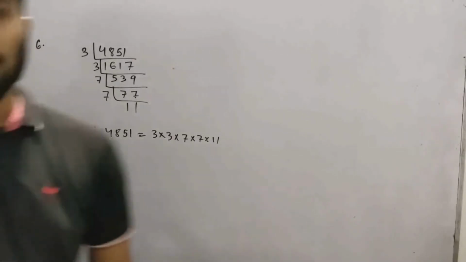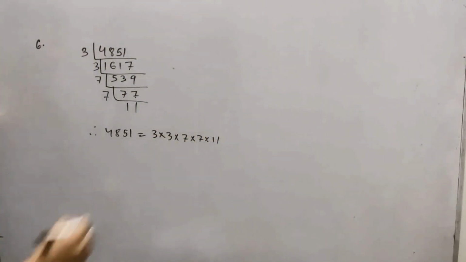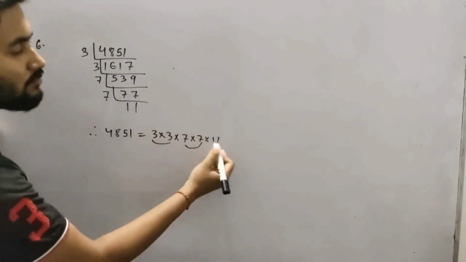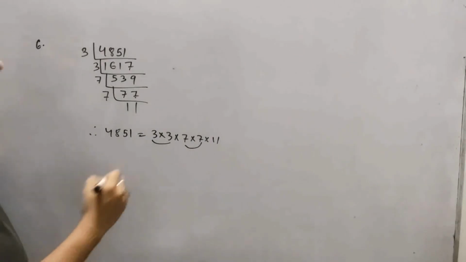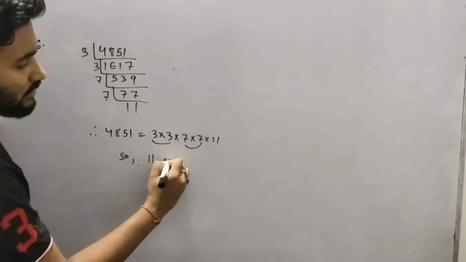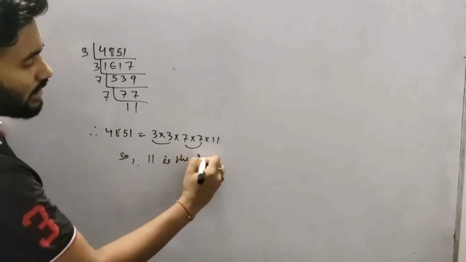So what was the question? Find the smallest number by which this should be multiplied. 3 is in pair, 7 is in pair. So 11 is the smallest number.